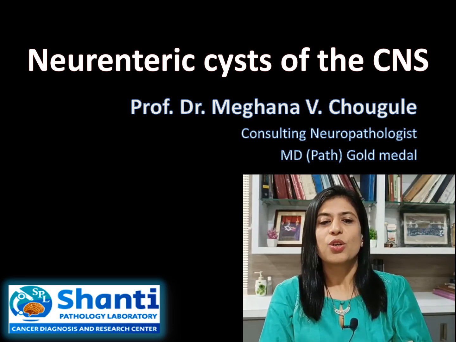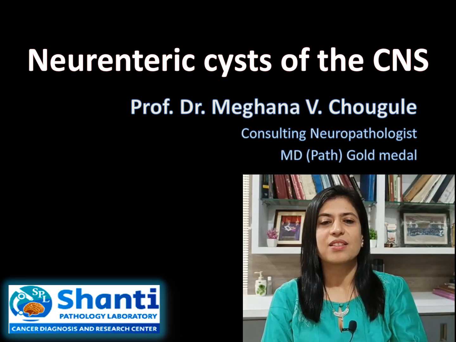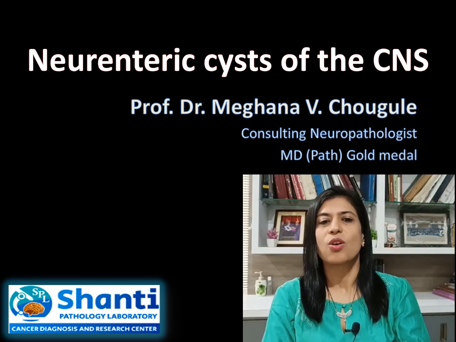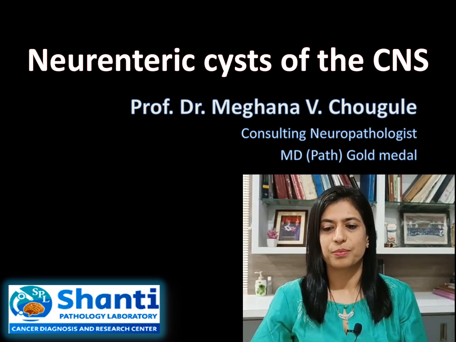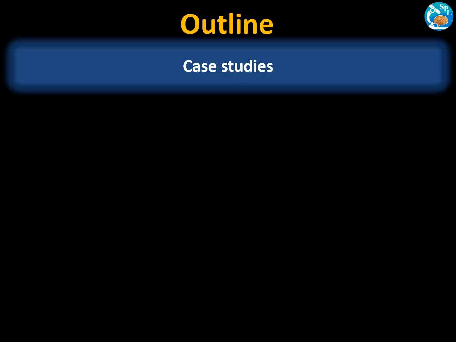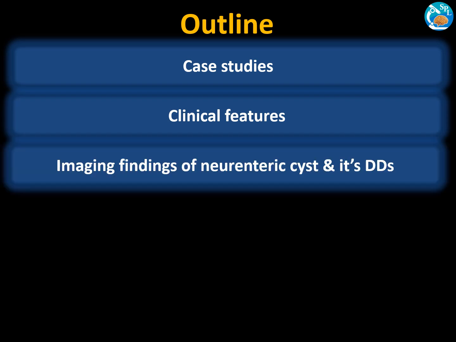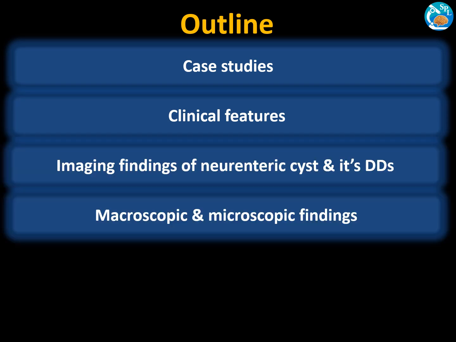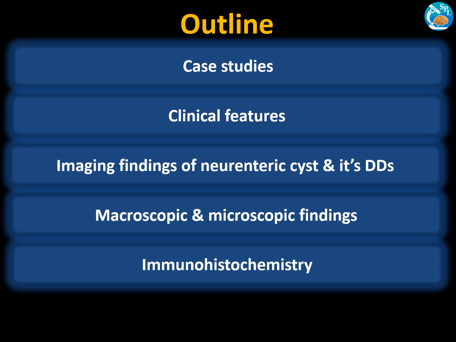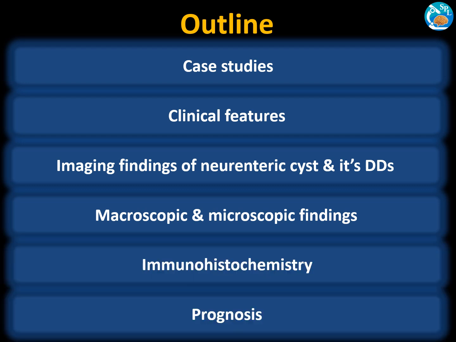Today we'll be discussing some cases of neurenteric cysts of the central nervous system. The outline of today's talk includes a few case studies, clinical features, imaging findings of the neurenteric cyst and its differential diagnosis, macroscopic and microscopic findings, the immunoprofile and prognosis.